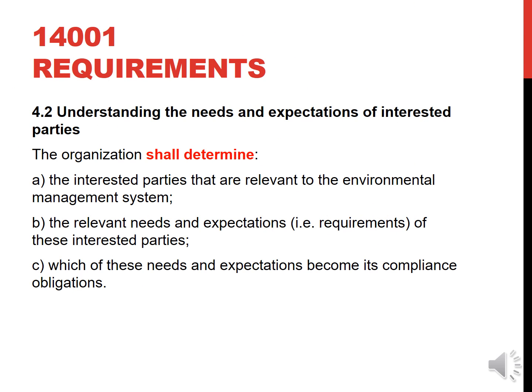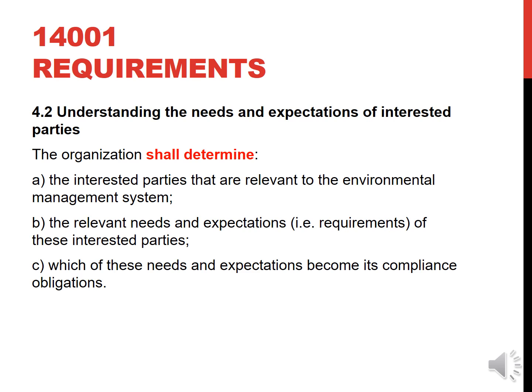In clause 4.2, the standard requires that managers understand the needs and expectations of interested parties. Again, we have a shall statement. The organization shall determine, first of all, who are these interested parties? Interested parties that are relevant to the environmental management system, the relevant needs and expectations of these interested parties, and this is a new requirement for the 2015 version. Which of these needs and expectations become its compliance obligations?